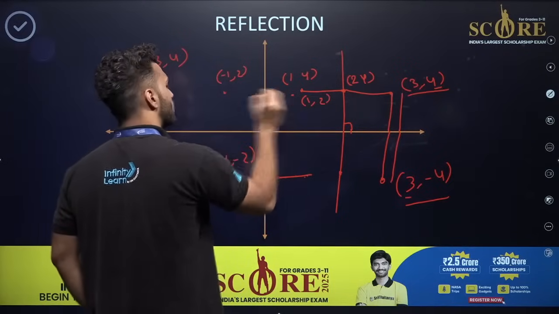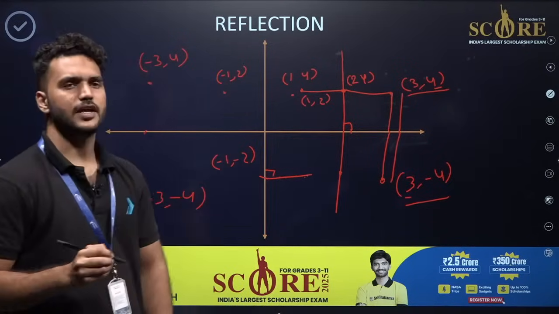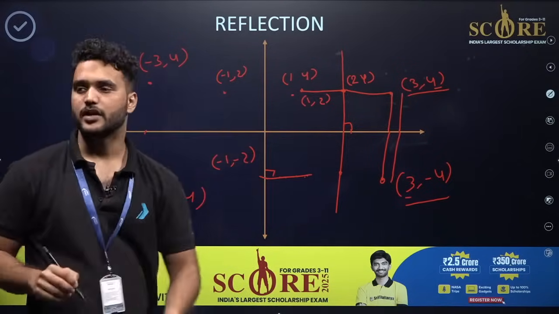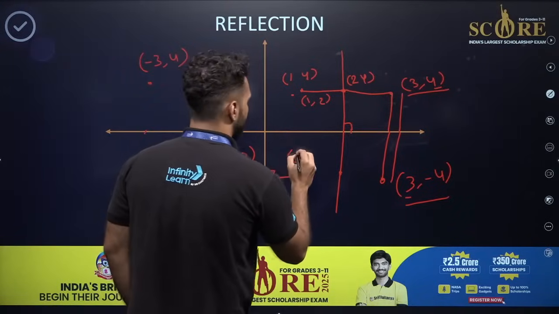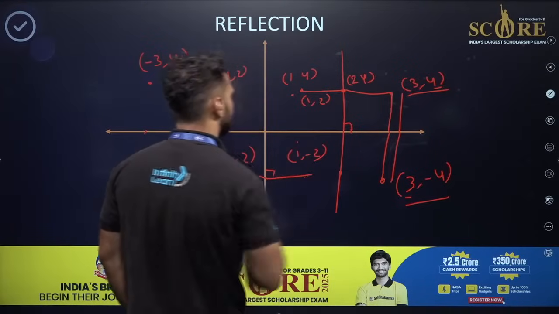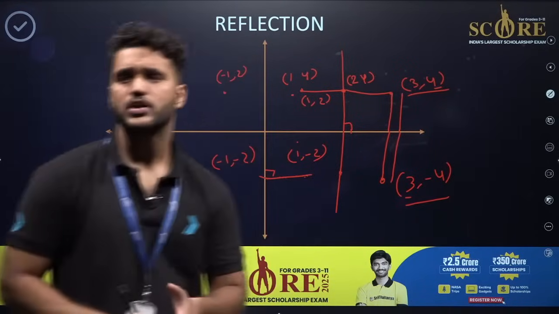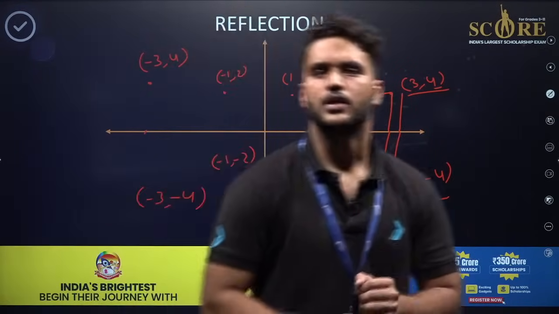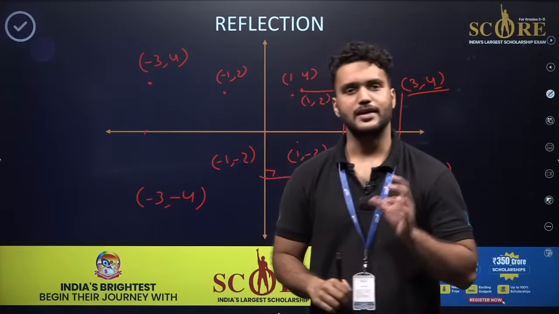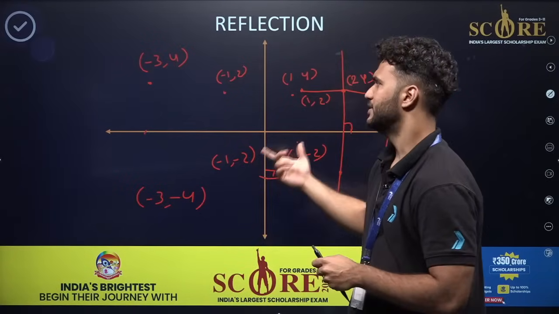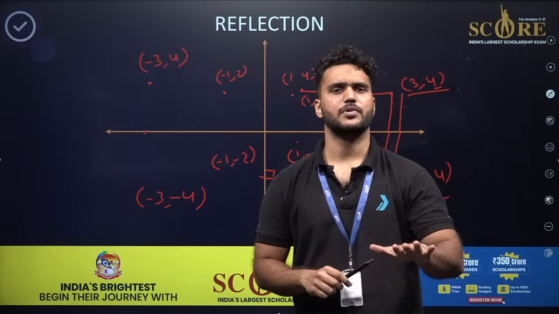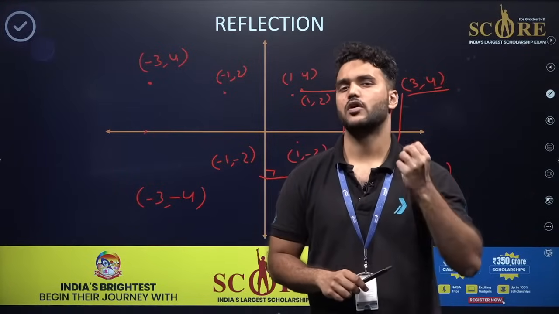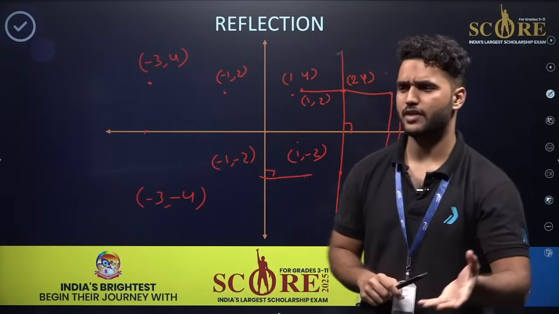Now we have this point, and let's say take x-axis as a mirror. What will be the answer? X-axis, sir, change the ordinate symbol. 1, -2. This is a short trick, but if you know the concept, you don't need the short trick. This short trick may save you some time, but if you know the concept, you will never take a wrong option.